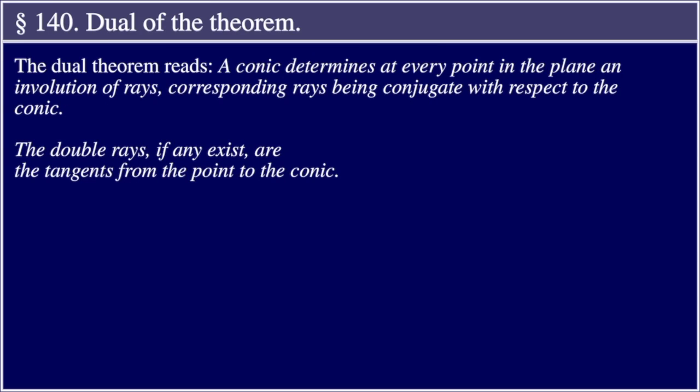Section 140. The dual theorem reads: a conic determines at every point in the plane an involution of rays, corresponding rays being conjugate with respect to the conic. The double rays, if any exist, are the tangents from the point to the conic.